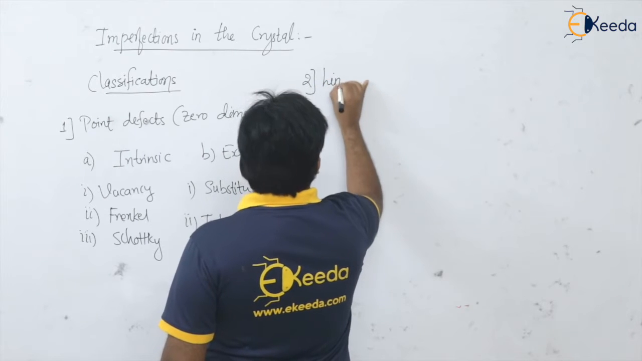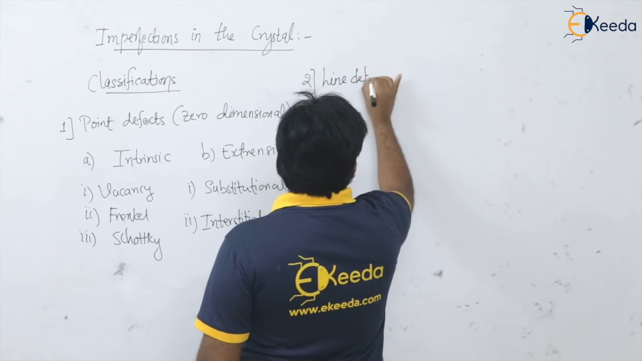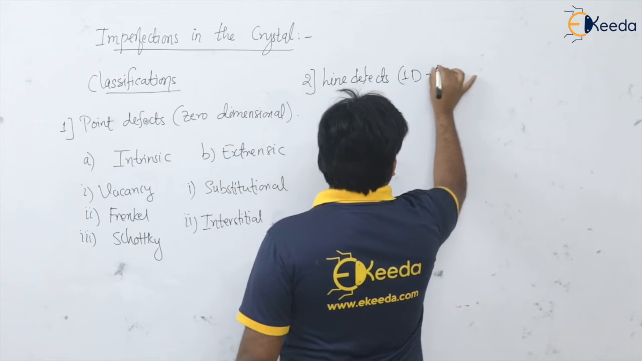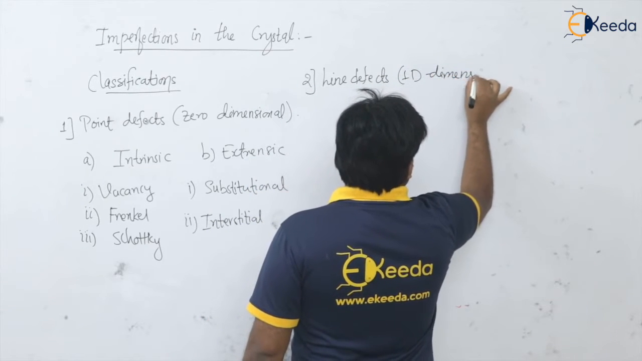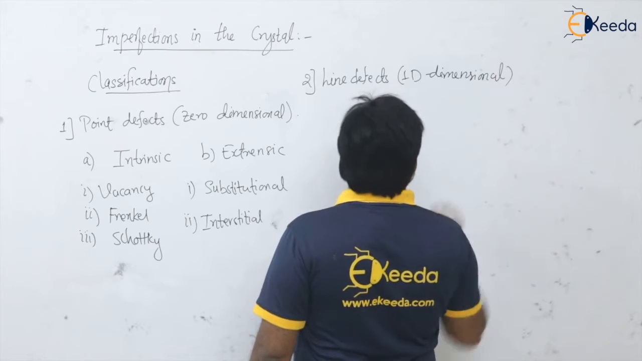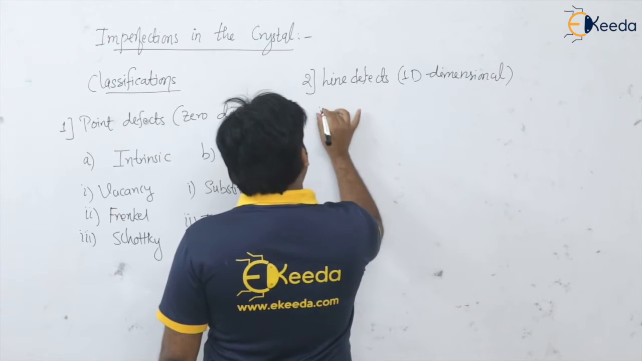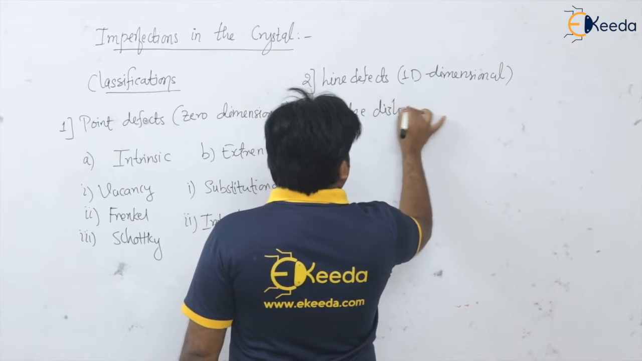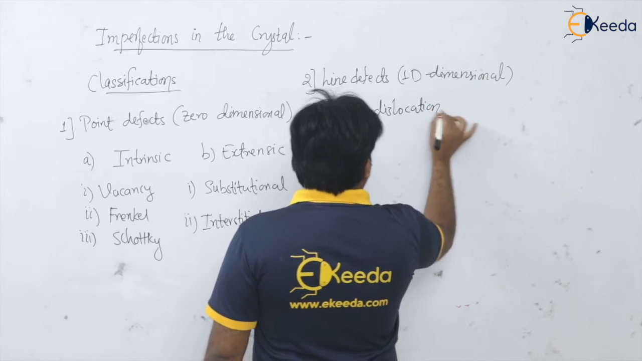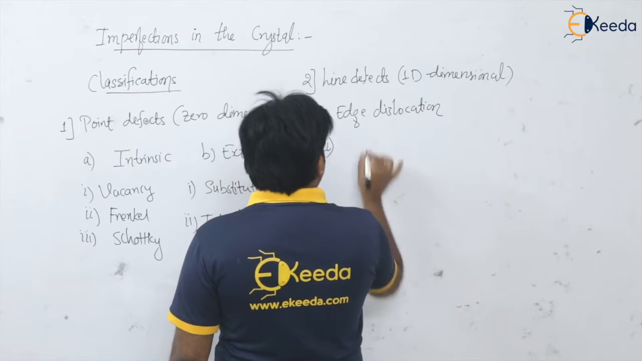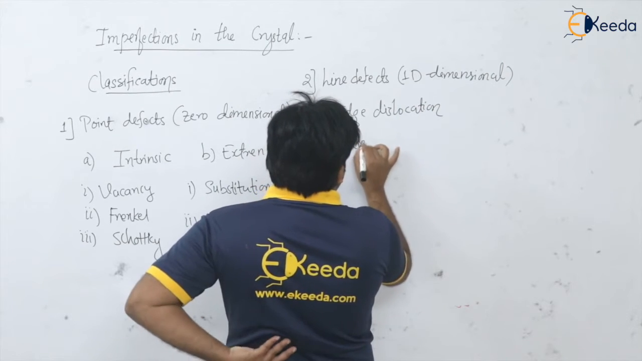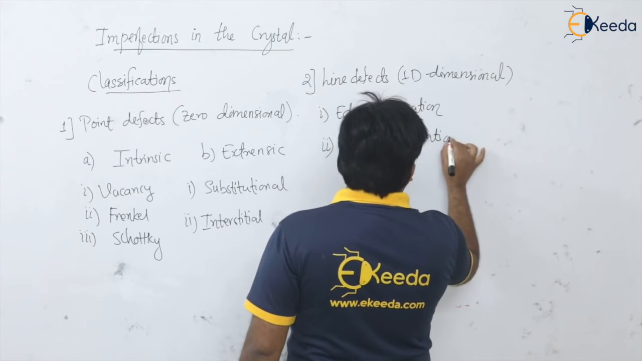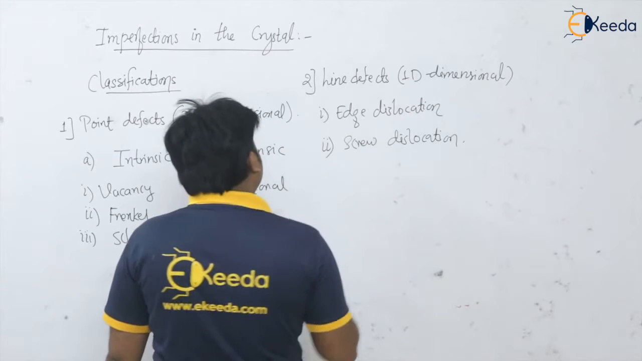Then in line defects, that is one-dimensional defects, we are having the edge dislocation, then the screw dislocation. So this is a line defect.